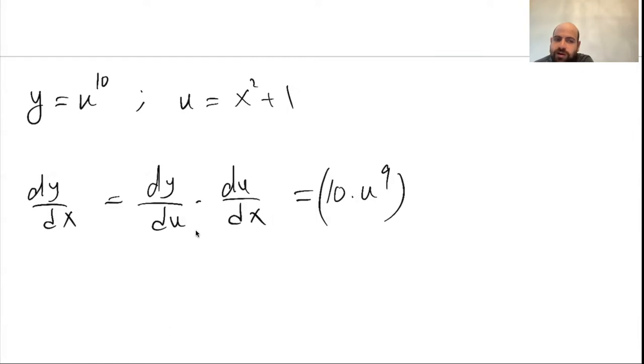I can look at y as a function of u and differentiate with respect to u, but u itself is a function of x, so I can also differentiate y with respect to x, or look at y as a function of x. So our ultimate goal is to find the derivative of y with respect to x, but Leibniz notation, or chain rule in Leibniz notation, tells us that to do that, I can first differentiate y with respect to u. Derivative of y with respect to u, because y is u to power 10, is simply 10 times u to power 9. I should also find the derivative of u with respect to x.